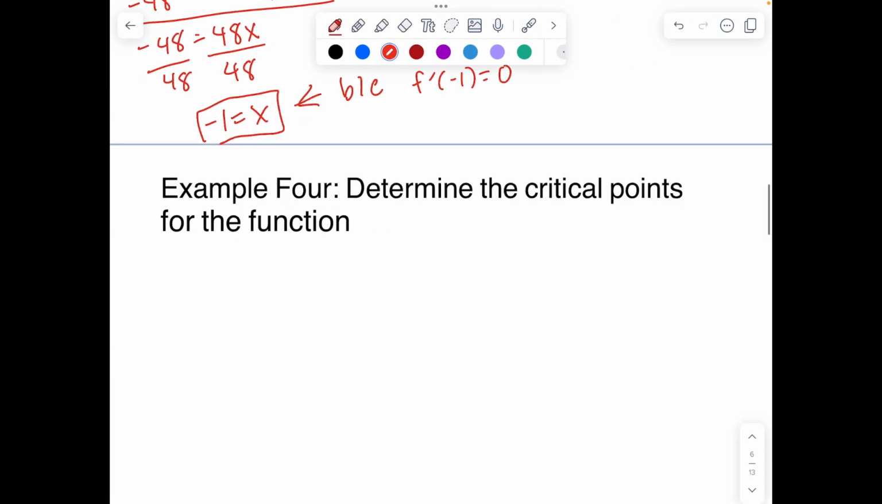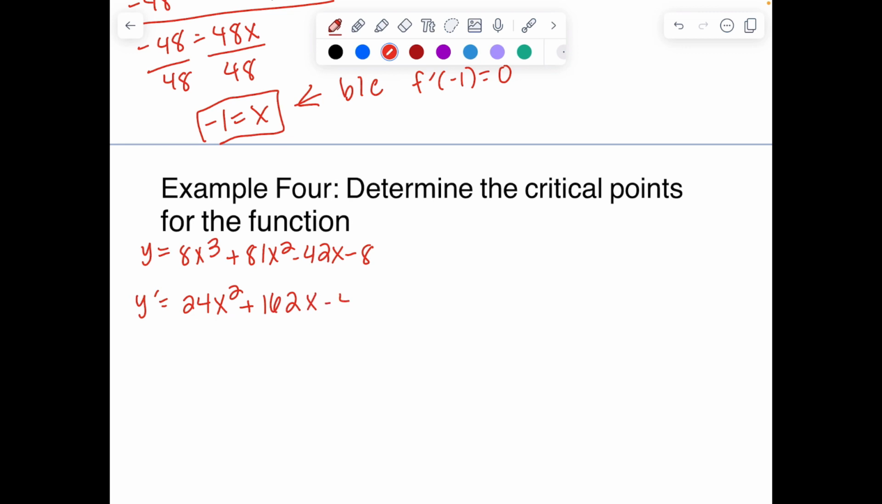Okay, we're going to keep going. So this next one's going to be a little bit more complicated, but the same steps. We have y equals 8x cubed plus 81x squared minus 42x minus 8. We'll start by taking the derivative, so we'll get 24x squared plus 162x minus 42.